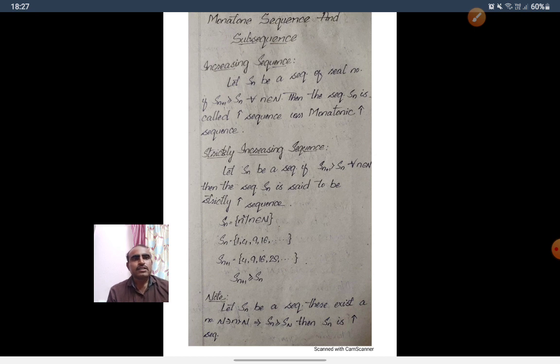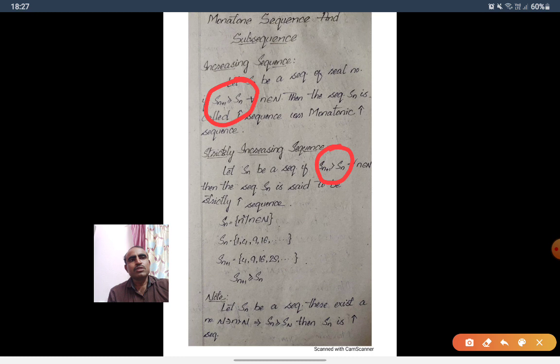Strictly increasing sequence. Let Sn be a sequence of real numbers. If Sn+1 is greater than Sn for all n belonging to N, then the sequence Sn is said to be a strictly increasing sequence. Observe both definitions. In the first definition, increasing means Sn+1 is greater than or equal to Sn, so sometimes Sn+1 is equal to Sn. That is called an increasing sequence. Strictly increasing means Sn+1 should be greater than Sn. That's why it is called a strictly increasing sequence.